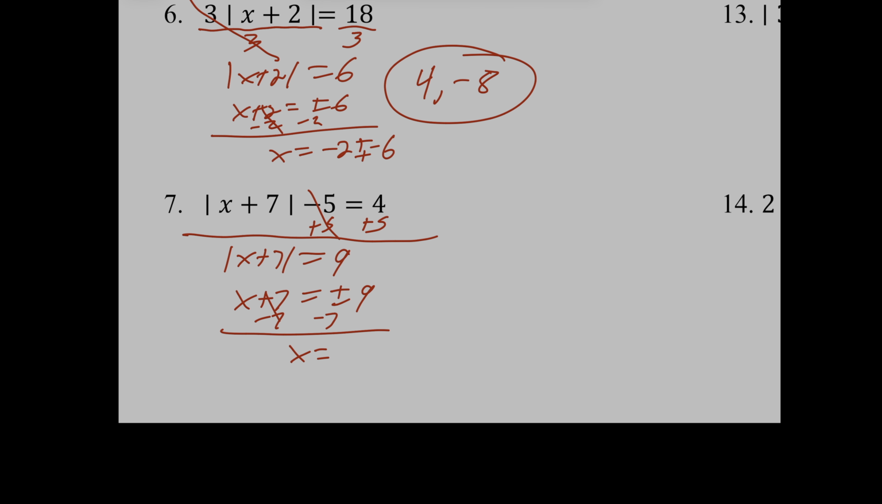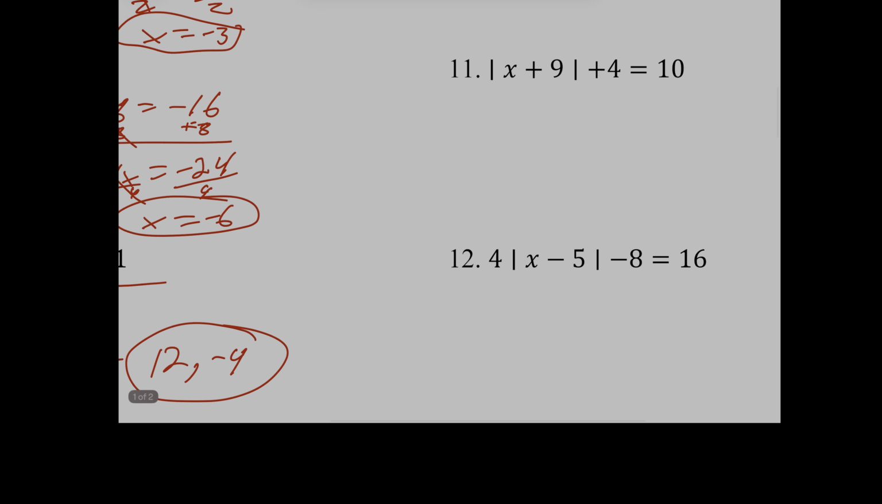X equals, I'm going to write the negative 7 to the left, then the plus or the minus, and the 9. What is a negative 7 plus 9? It is 2. What is a negative 7 minus 9? Add a line, change the sign. It is negative 16.